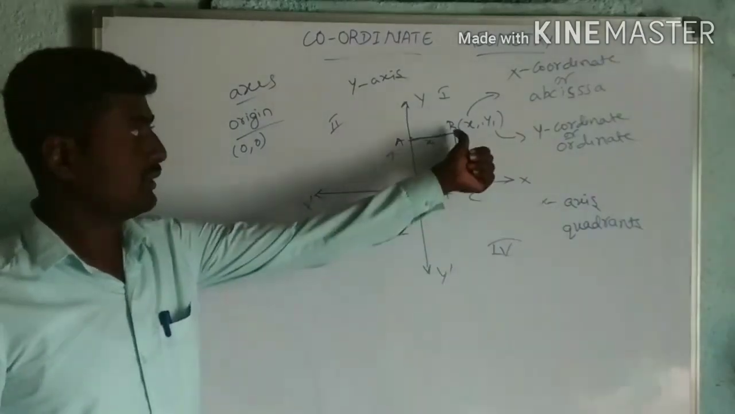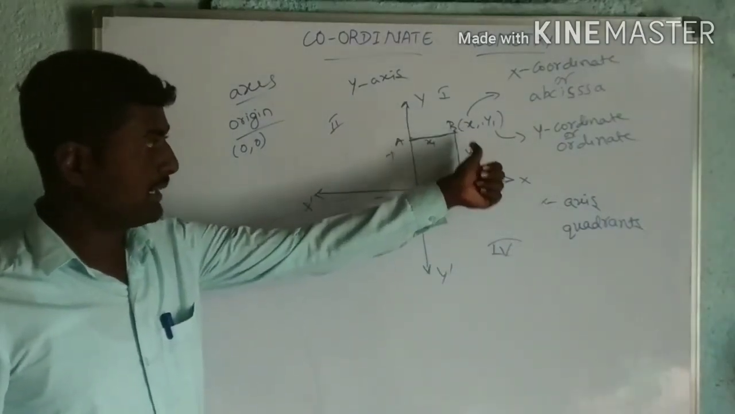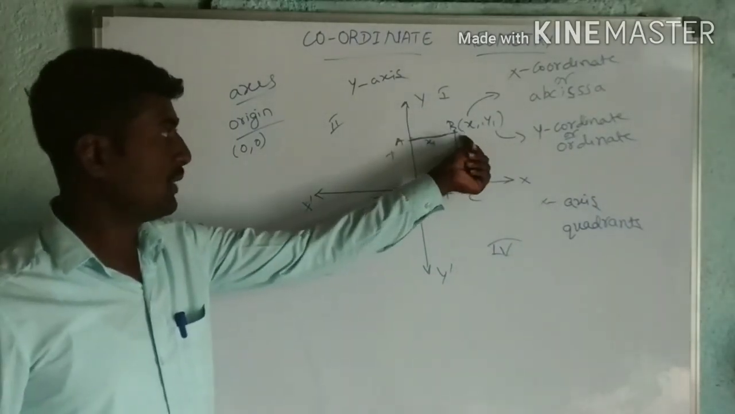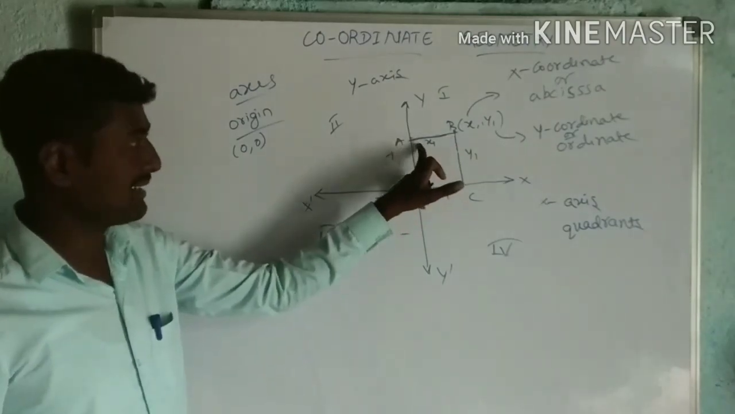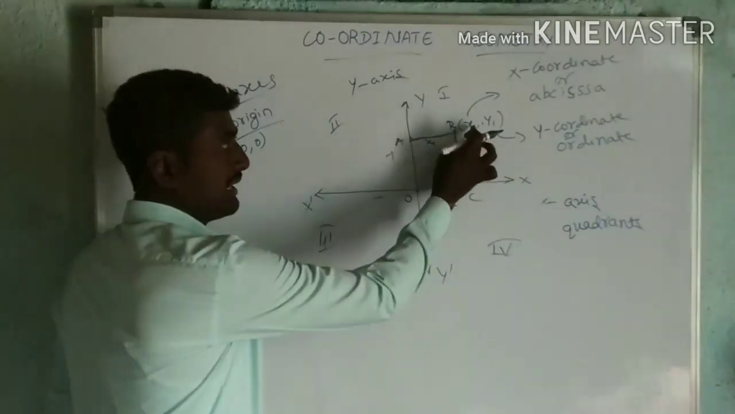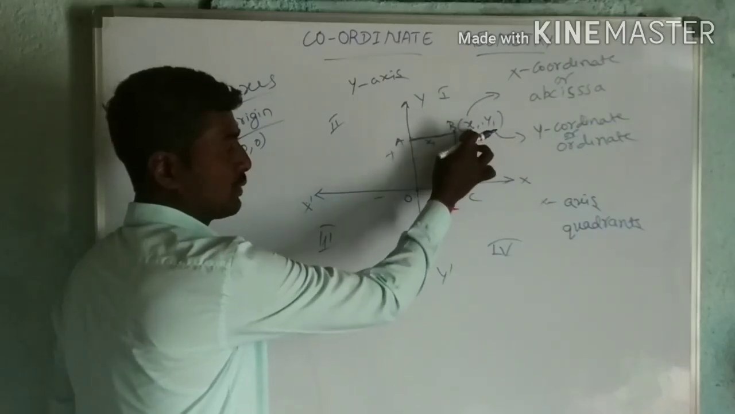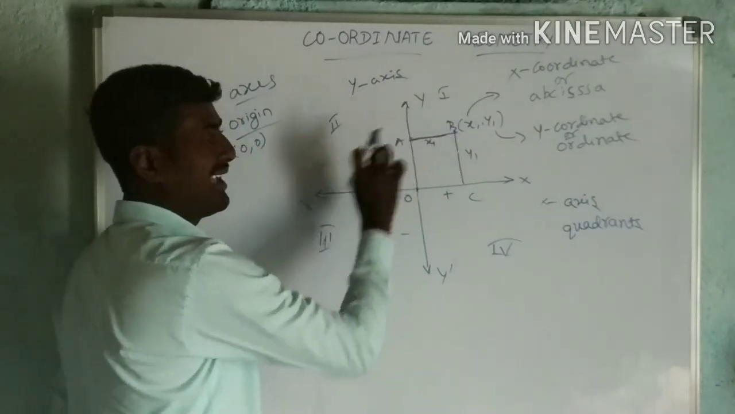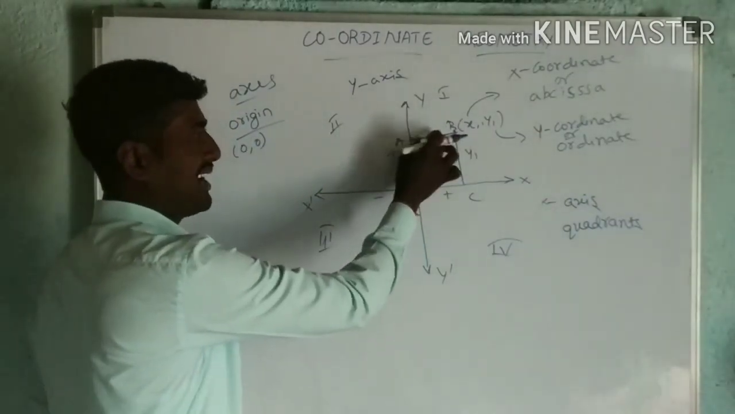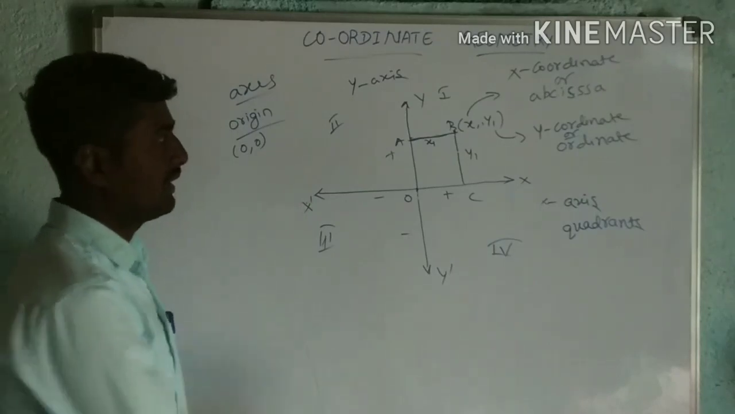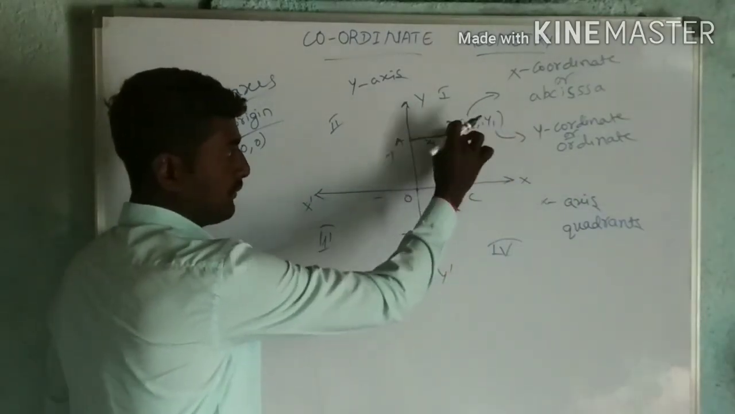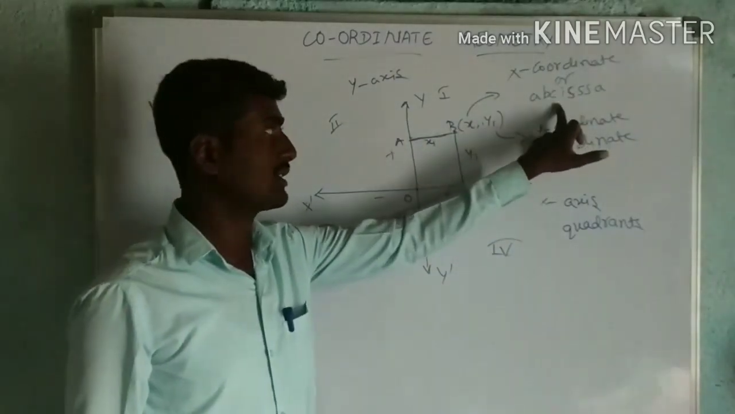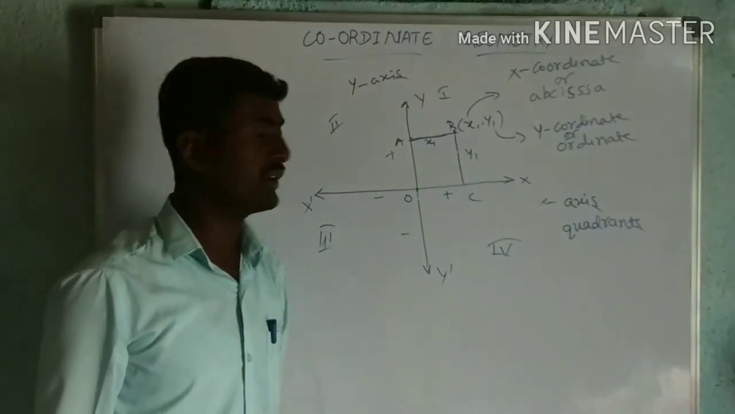From this point to the x-axis, the distance I have taken as y1, and from the y-axis, I have taken x1. Generally I call this the x coordinate and this the y coordinate. The x coordinate is the distance of a point from the y-axis, and the distance of a point from the x-axis is the y coordinate. The x coordinate is also called abscissa, and the y coordinate is also called ordinate.